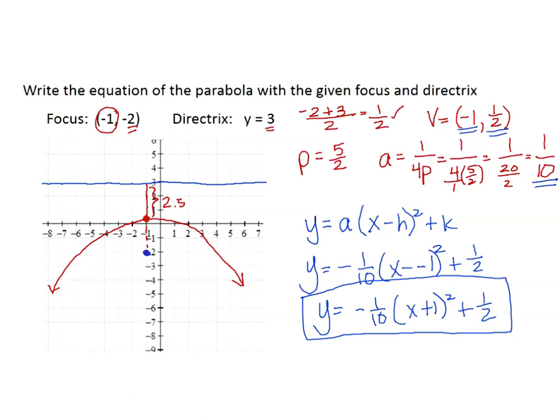And that's it. It's really that straightforward. I'm not going to say simple, it's not exactly simple, but it's very clear. You find your vertex, you find P to get A, and then you plug them both in.